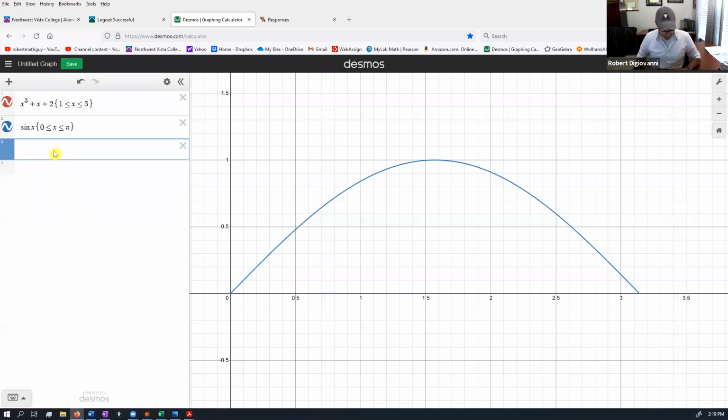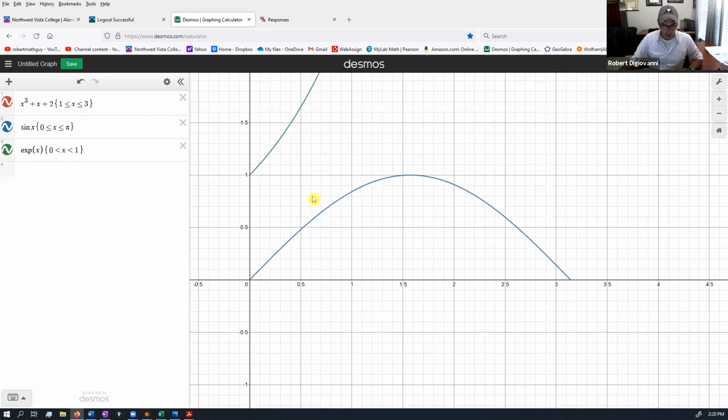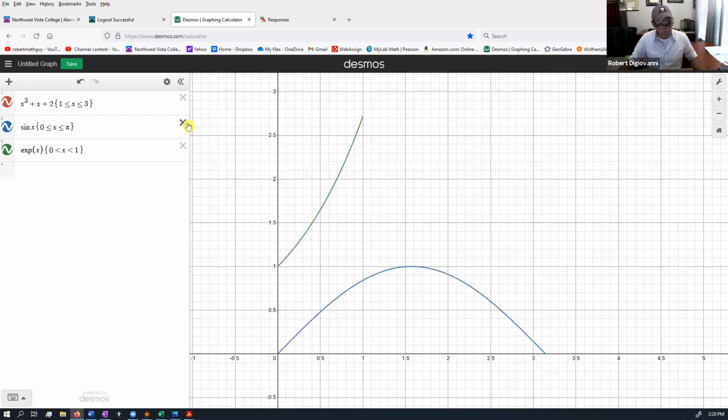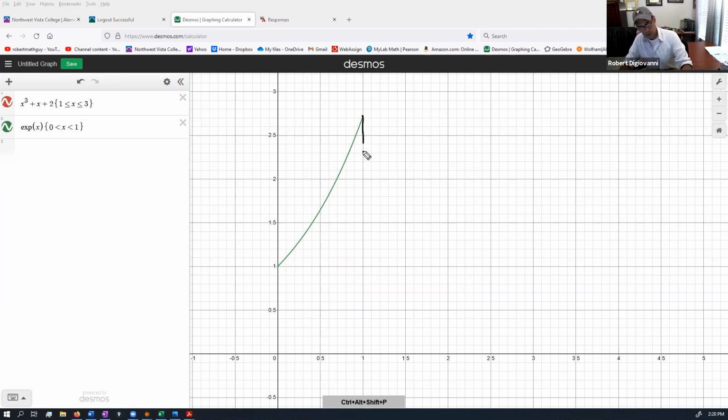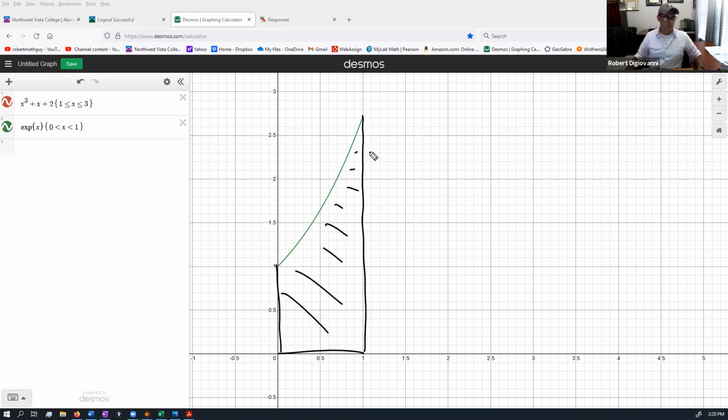And graphically, it's just the exponential function, and we're doing that between 0 and 1. There we go. So if you were to take this one and look here, then you're looking at an area of 1.718, something like that. Questions?